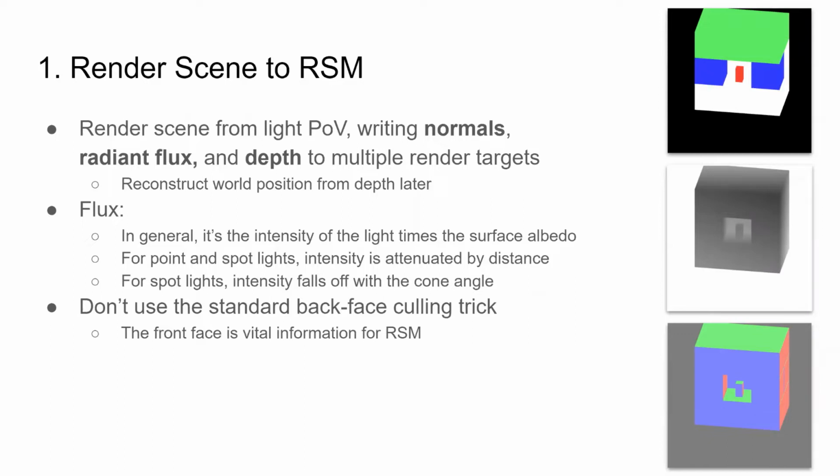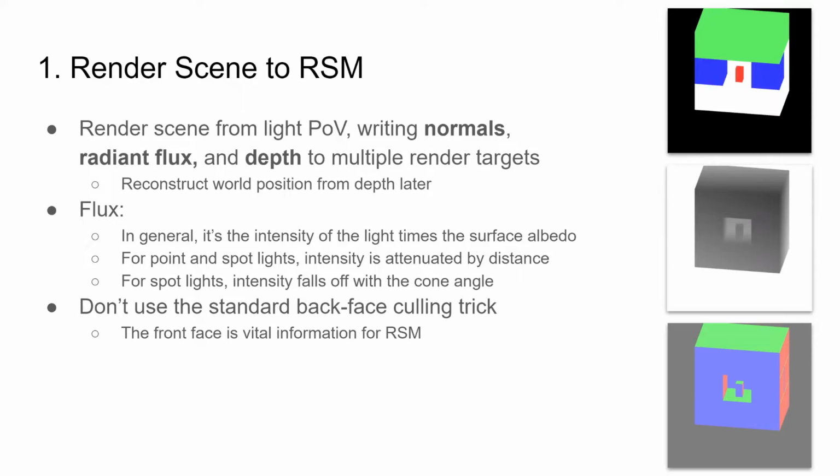Oh, yeah. So the last bit about backface culling. Normally in shadow mapping, you render the back face rather than the front face of geometry. This is to reduce shadow acne, pretty much. But here in reflective shadow maps, we need the front face info. So we want to render the front face. Is that clear enough?